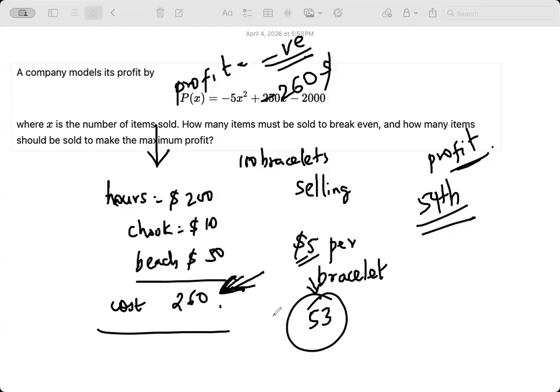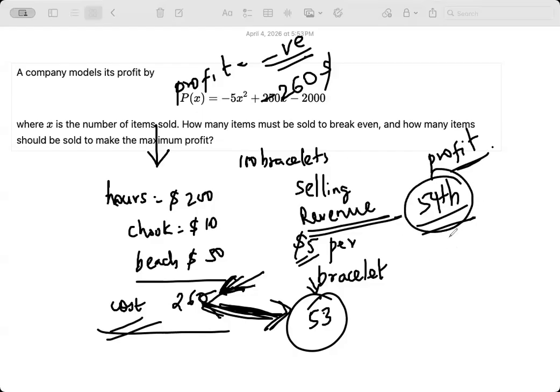Break even means the cost and the revenue that I get. This is the revenue I'm going to get. The revenue that I get and the cost were equal. That point is called break even. Make sense? I even out the cost. And after that, from the 54th bracelet, let's say I will sell 46 bracelets, right? This is my profit. Make sense, guys?